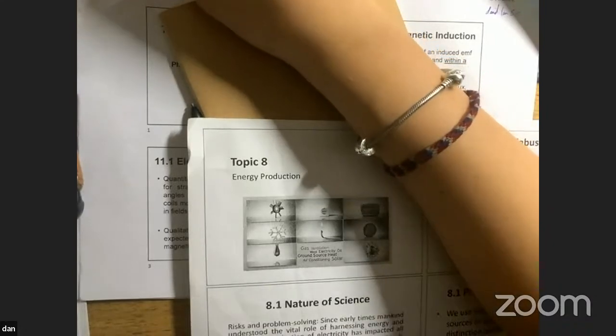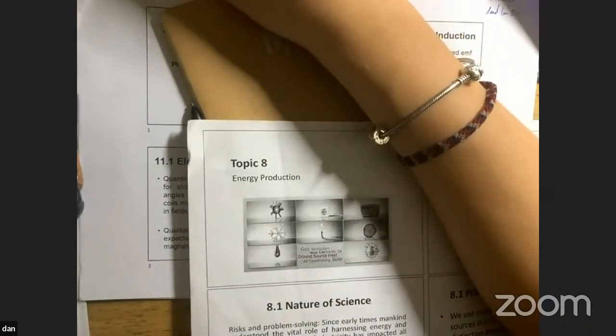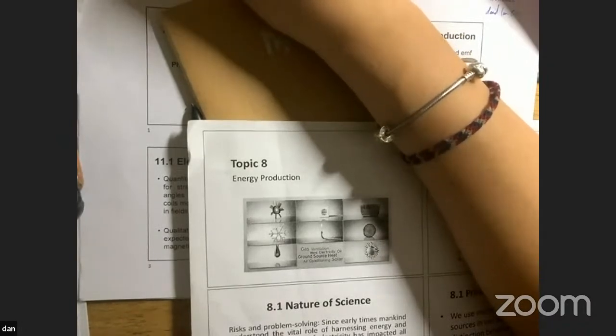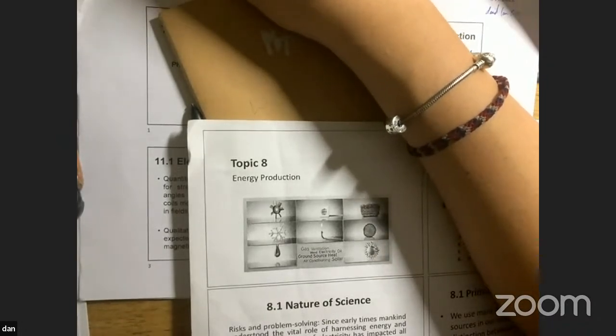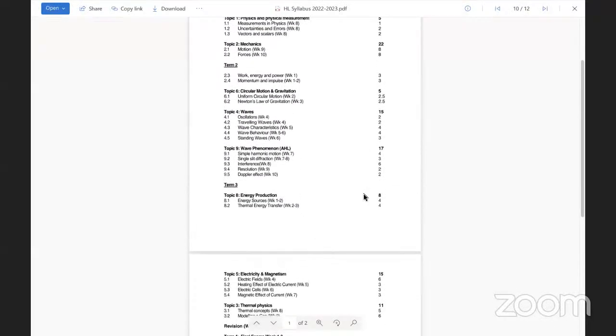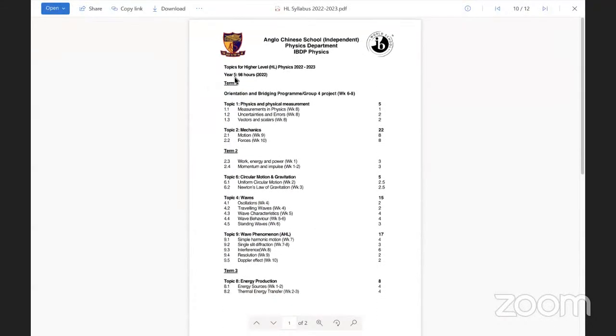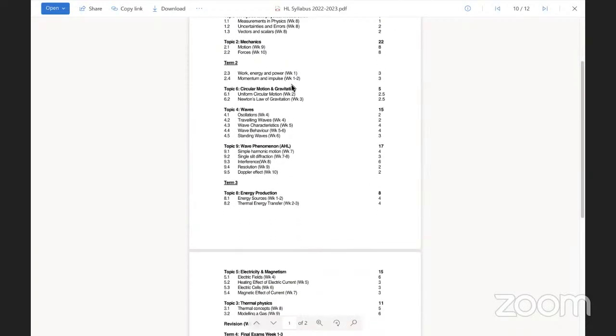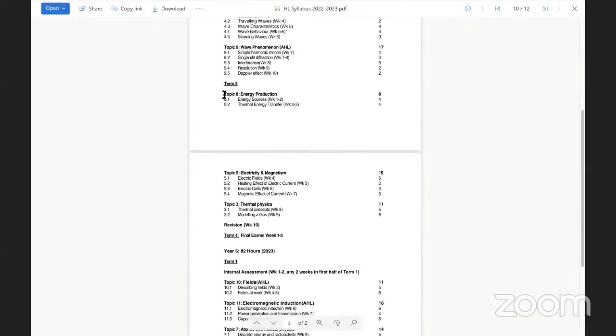Yeah, so okay, wait, so can I just share my screen for a sec? Sure. All right, can you see it? Mm-hmm. So this is a 2022 syllabus. If you look at term 3, you're supposed to be taught energy production, electricity, magnetism, and thermophysics.